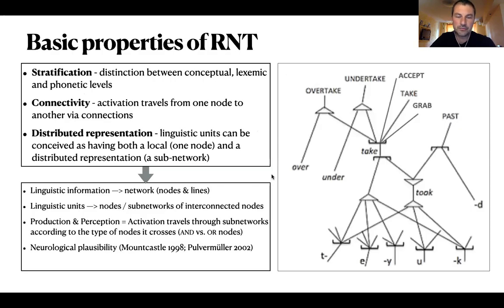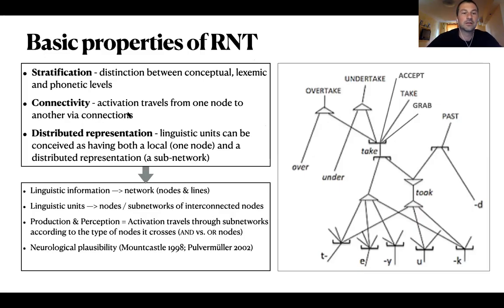Before I actually present my analysis, I will briefly present the main tenets of the neurocognitive approach. So as I said, the model relies on three basic properties. The model is a stratified one because it makes a distinction between conceptual, lexemic, and phonetic levels, at least between these three levels. It is a model that relies heavily on connectivity because language processing is seen as activation traveling through the network from one node to another via connections.